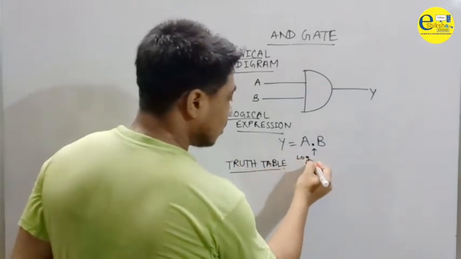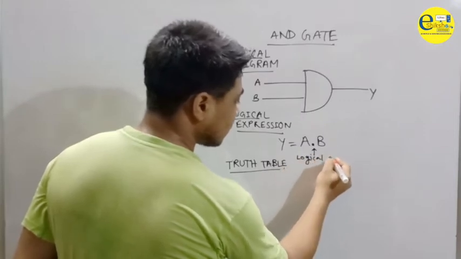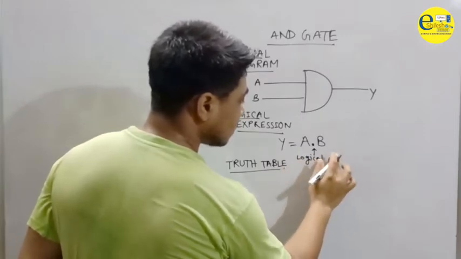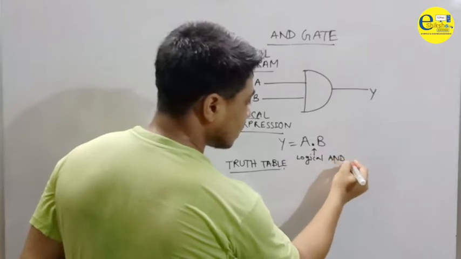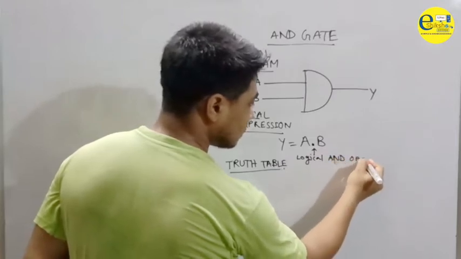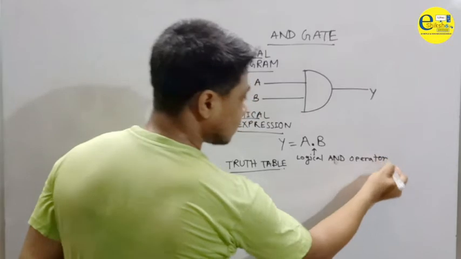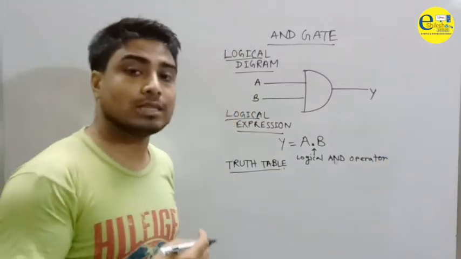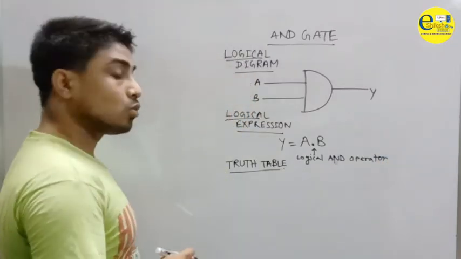This dot implies logical AND operator. So now let's move on to truth table.